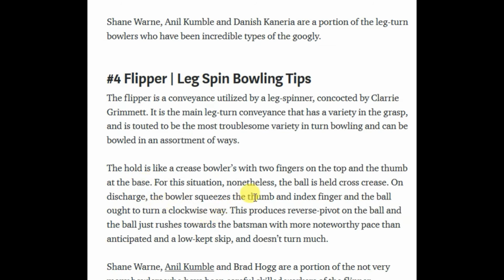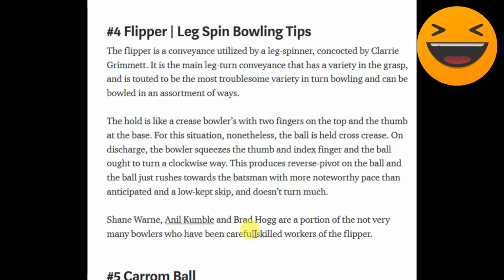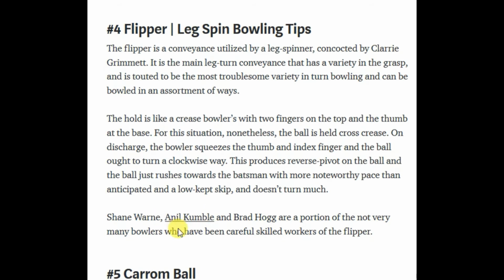The bowler squeezes the thumb and index finger and the ball comes out turning clockwise. This produces reverse spin on the ball, and the ball rushes toward the batsman with more pace than anticipated, with a low skid. It doesn't turn much, and causes disturbance and confusion in the batsman's mind. Shane Warne, Anil Kumble, and Brad Hogg use this type of bowling.